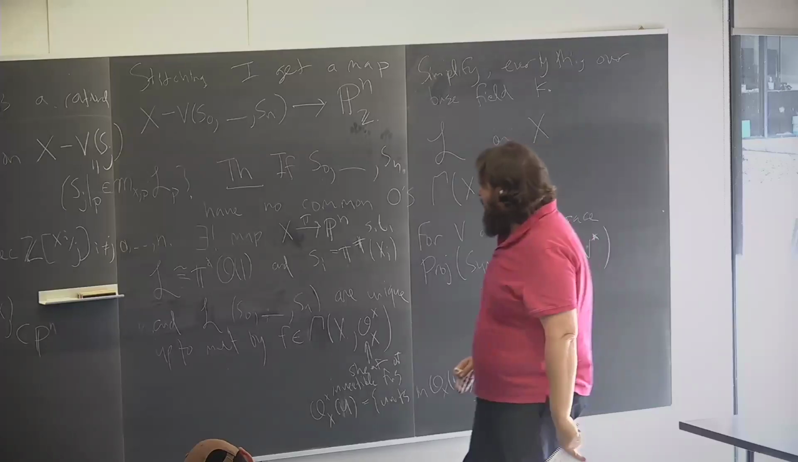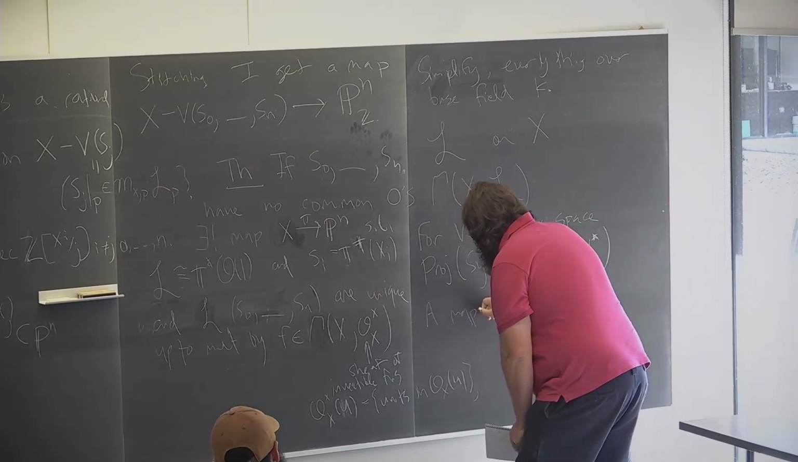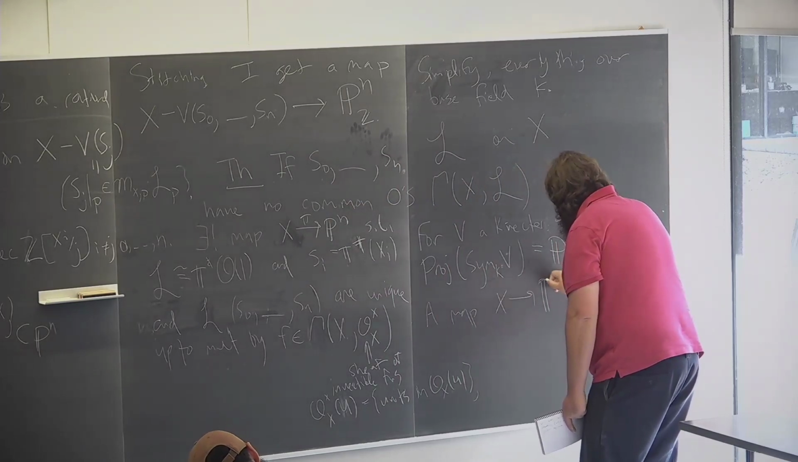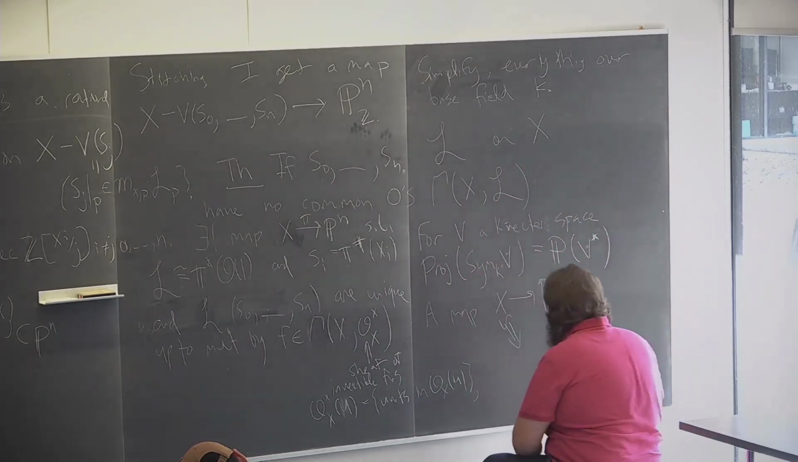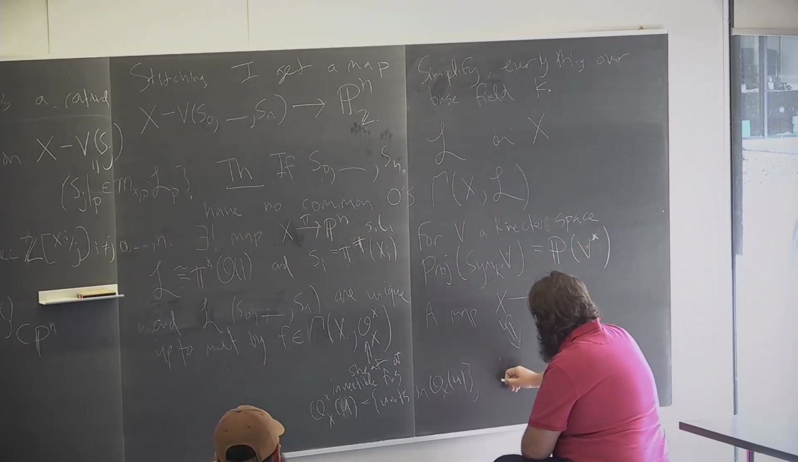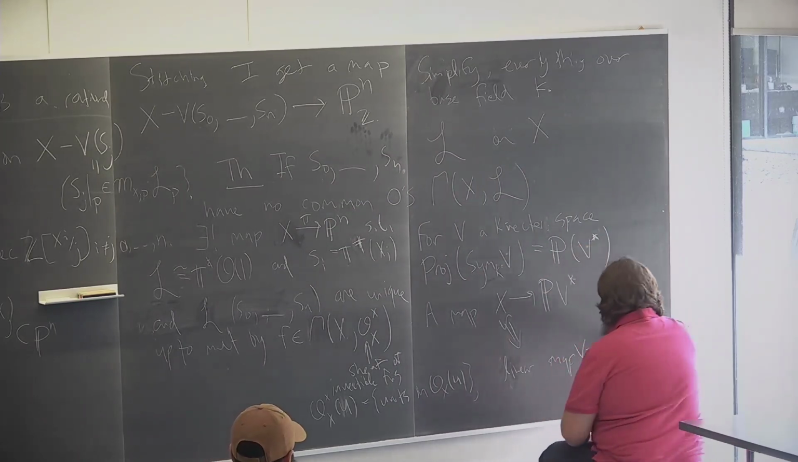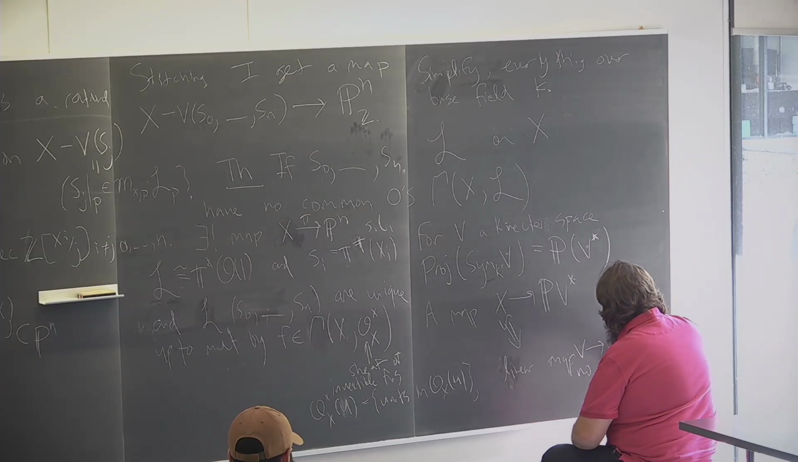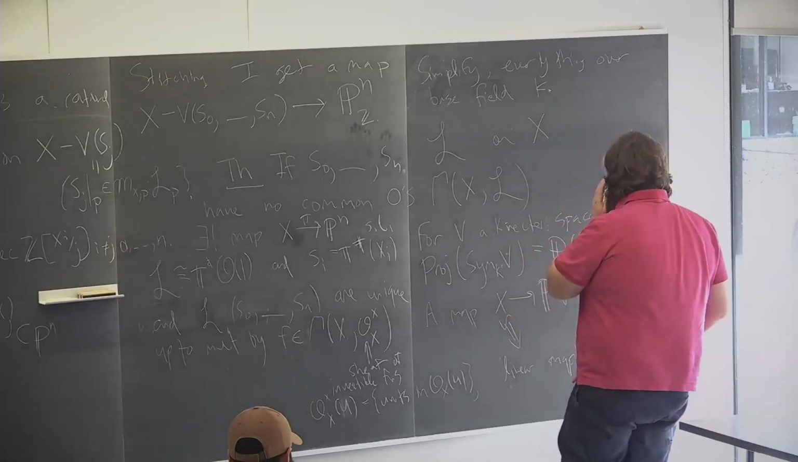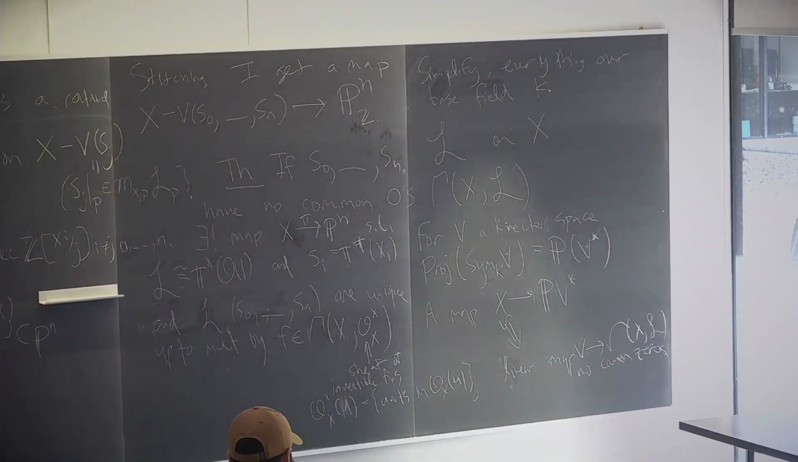Okay, great. In this language, I can modify this theorem to say a map from X to P of V dual is equivalent to choosing a linear map from V into this space of sections with no common zeros. All right, so we're getting into real classical algebraic geometry here. So everything has weird names that were chosen back in the 19th century.